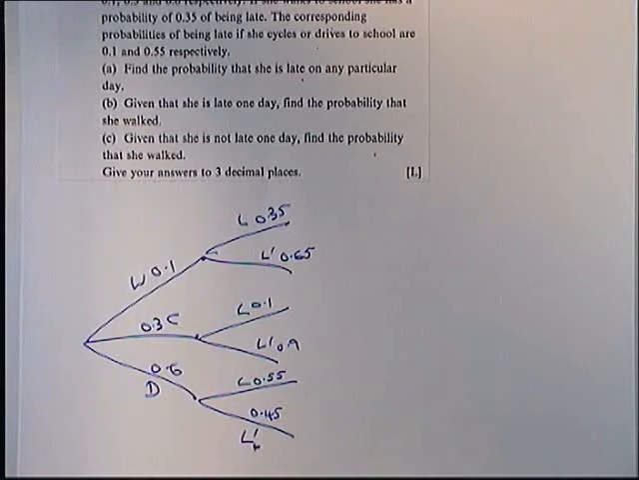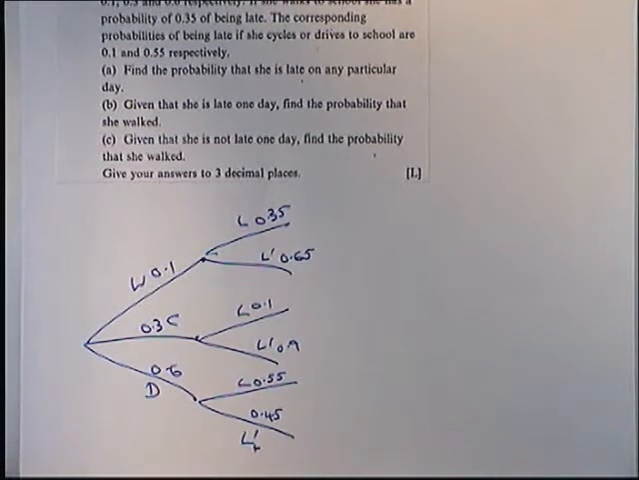So that's a tree diagram, which comes from GCSE level. Tree diagrams are what you use if there's something happening and then there's a stage 2 process, something happening after it. So part A of the question is saying, find the probability she is late on any particular day. Can anybody tell us how we go about doing that? Probability she's late on any day.